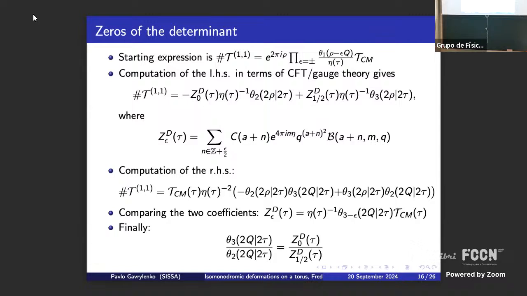Epsilon is possible. Zero. Epsilon is either 0 or 1. Yes. Thank you. It's epsilon over 2 here.